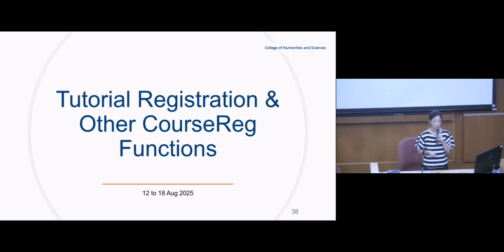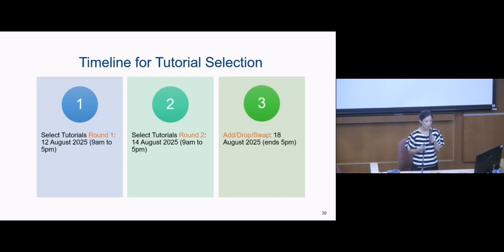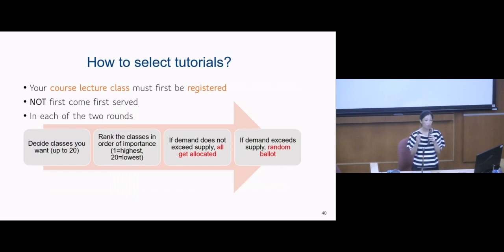Okay, tutorial registration. As you heard earlier, many of the courses will be pre-allocated to you, but you need to register for your tutorials because many of them are big classes. This is the timeline. Round 1 and round 2 are in week 1, and then add drop swap is in week 2. Before you select your tutorials, you have to make sure that you have successfully been registered in the course, either pre-allocated to you or successfully registered for your gateway course.